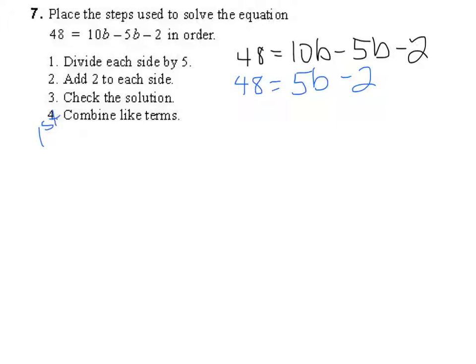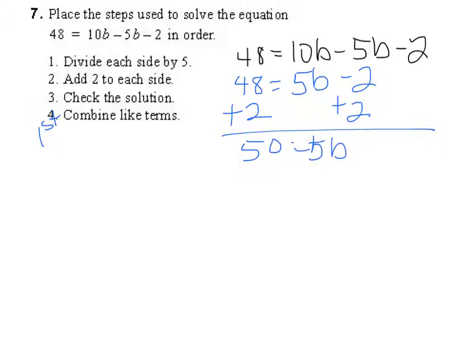And then I need to get rid of the 2, so I'm going to use the inverse operation. I'm going to add 2 to both sides. So 48 plus 2 is 50. And that's an ugly 5. So add 2 to both sides. That's number 2. And then to get rid of the 5, I'm going to divide both sides by 5. So b equals 10. So there's number 3.